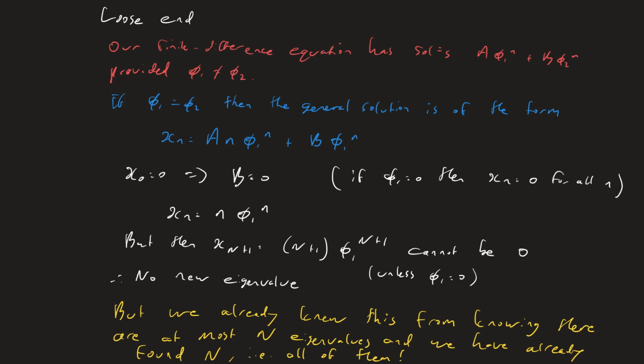Unless, of course, phi 1 equals 0, then we get the trivial vector x of n being all 0, which again is not an eigenvector. The faster way of tidying up this loose end is simply that we know there are at most n eigenvectors, and we've already found n of them, therefore we can't have any more solutions.